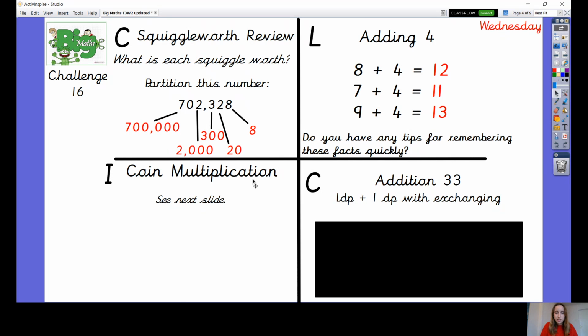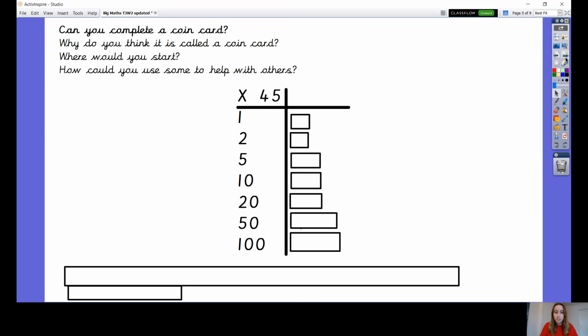Okay, our It's Nothing New skill this week is coin multiplication. And yesterday we went through a coin card together. So remember, it's called coin multiplication because I've got my denominations of my coins here. And we're using it to multiply the number 45 today. And we're doing that mentally using our times table skills and using this coin card strategy to help us.